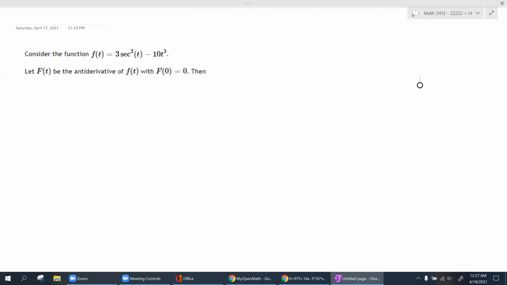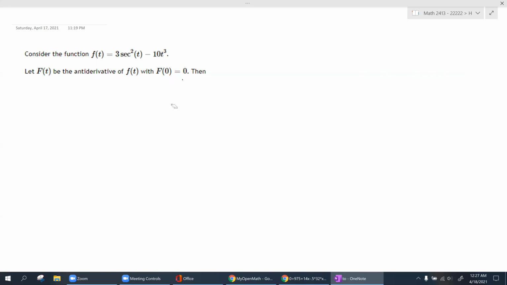Okay, let's step it up here. I'm told I have a function. Let big F be the antiderivative of little f, meaning that I need to integrate. And I know that whenever t is 0, F is 0, because what I have here is F of t equals something. The middle value is 0, so this is saying when t equals 0, big F is going to equal 0.